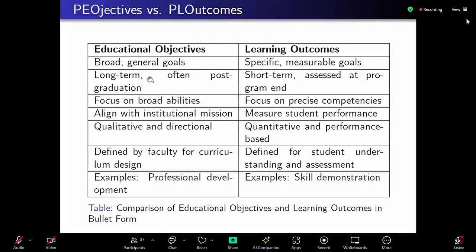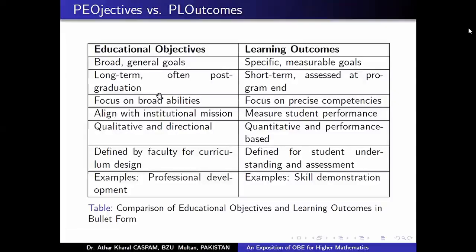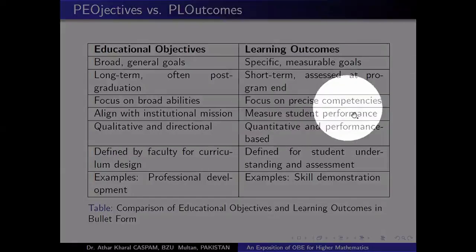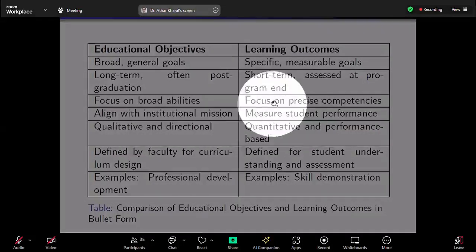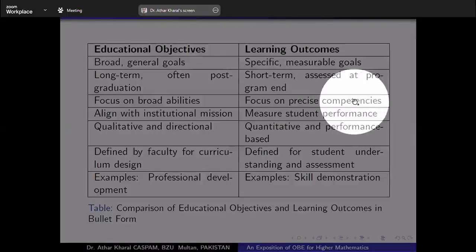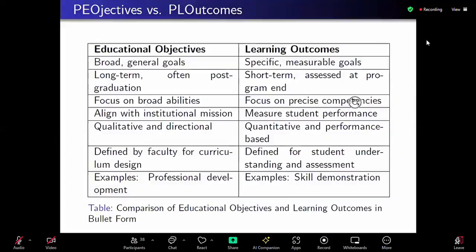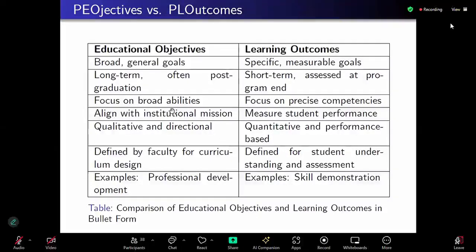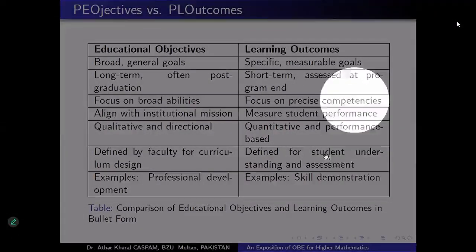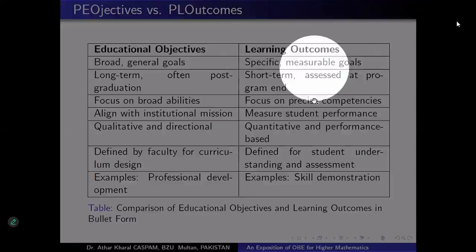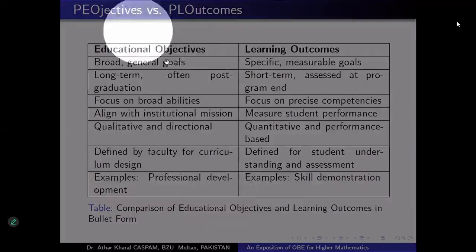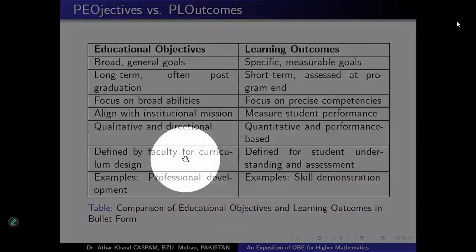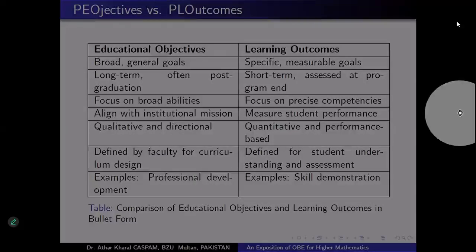Educational objectives, as we have discussed earlier, are broad and general, and the outcomes are specific, short-term, focused on precise competencies. The important word here is competencies. You can see the word competencies has been used here. I shall come back to this word competencies later on. And these are the learning outcomes, these are just examples, and these are just examples of objectives. Let's go forward.